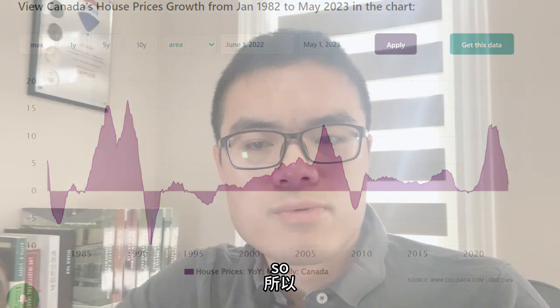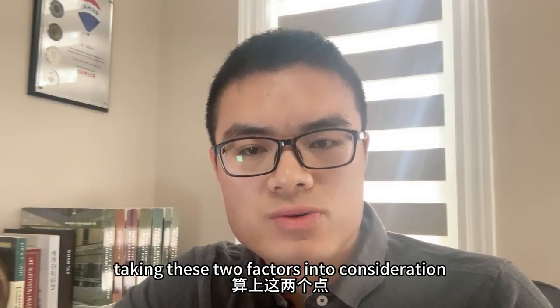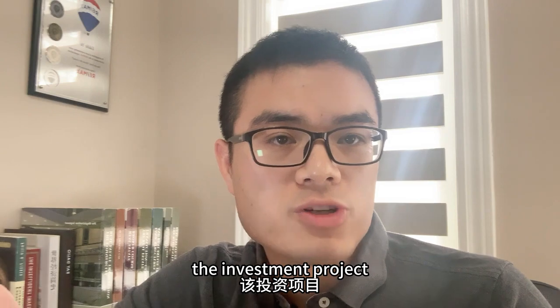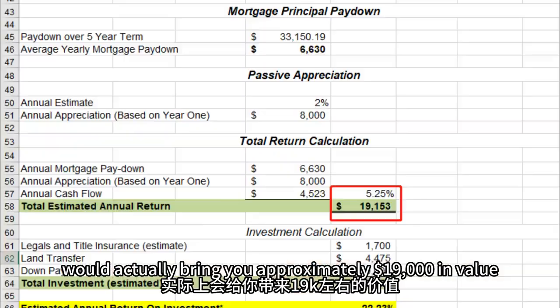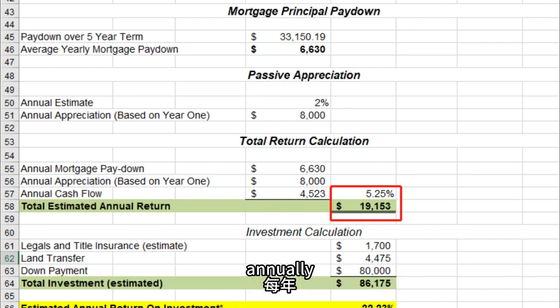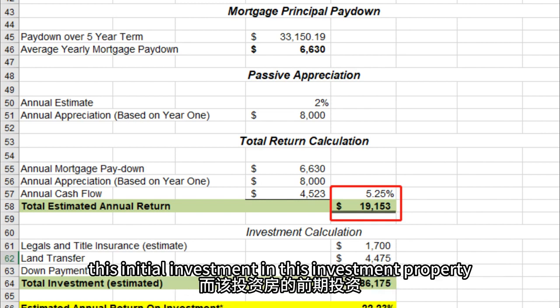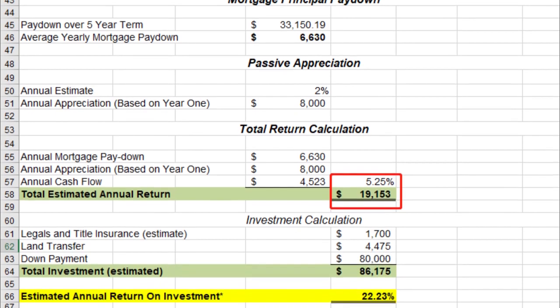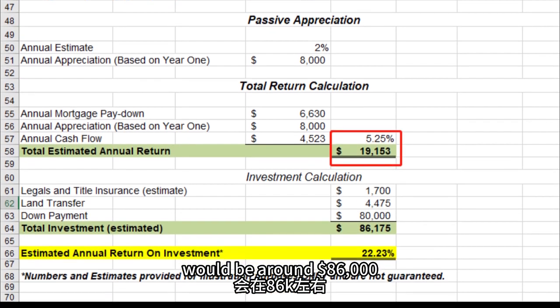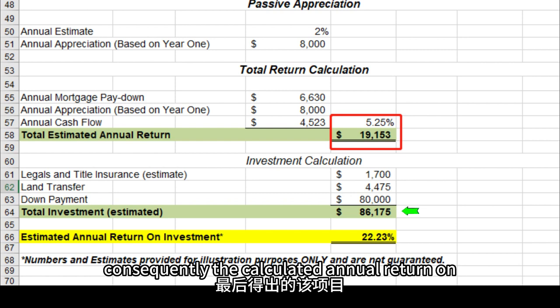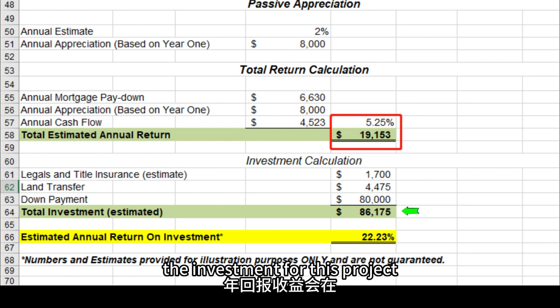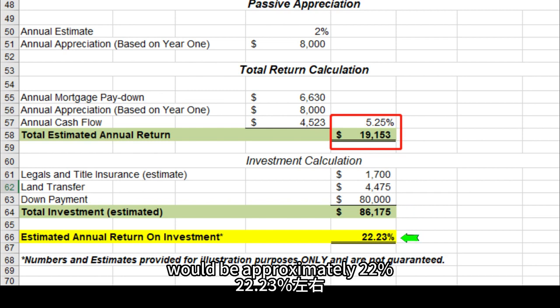Okay, so taking these two factors into consideration, the investment project would actually bring you approximately $19,000 in value annually. The initial investment in this investment property, considering all the expenses, would be around $86,000. Consequently, the calculated annual return on the investment for this project would be approximately 22%.